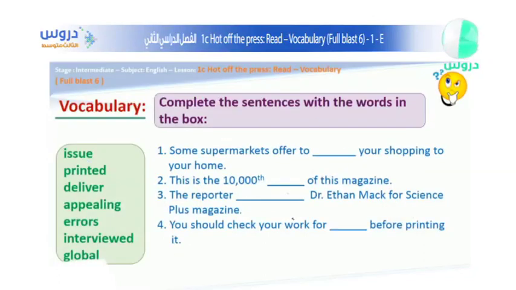Now, can you put these words inside these blanks? Issue, printed, deliver, appealing, errors, interviewed. Interviewed, like when you meet someone to ask for information. You ask him questions and he gives you answers. And global warming. 1. Some supermarkets offer to deliver your shopping to your home.